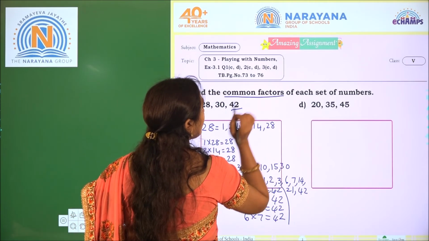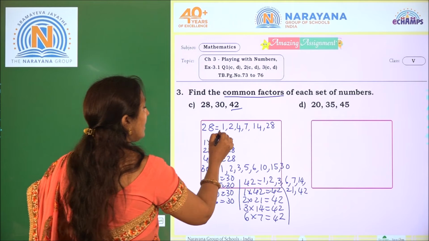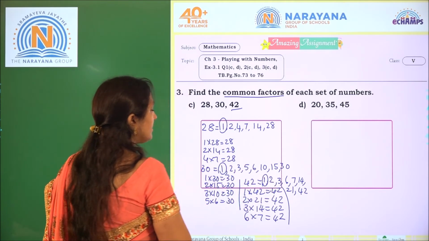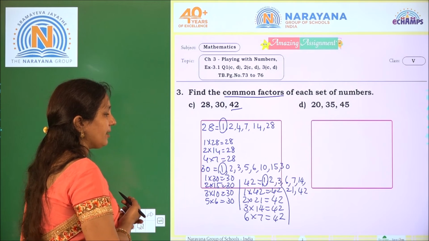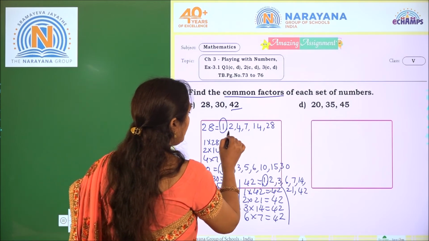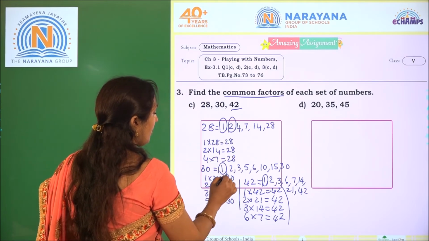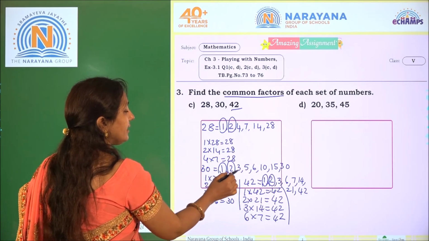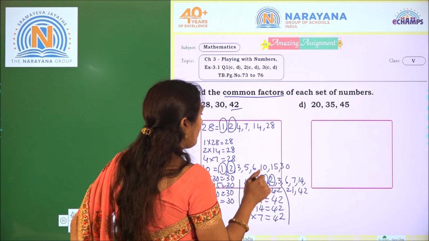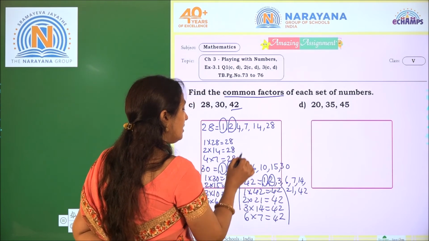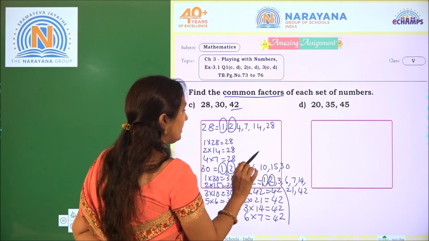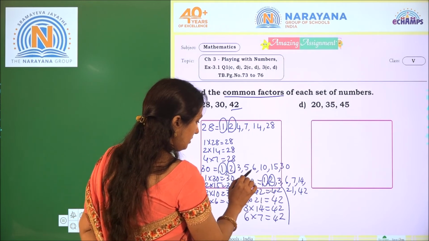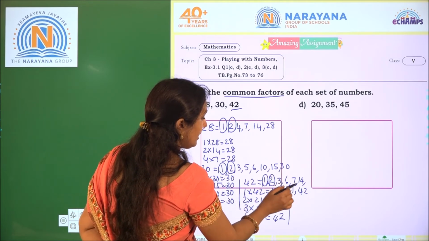Now what we have to find is the common factors. 1 is a common factor of every number. 2 is also a common factor. 2 is there in all. Now 3 is not there in one of them, so there is no common factor. 4 is not there. 7 is there in some, but not in all.